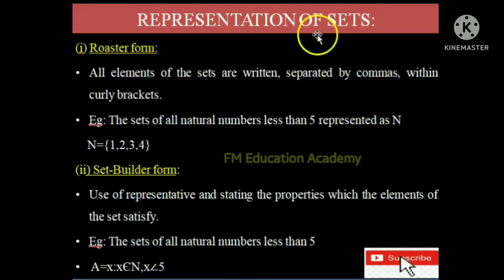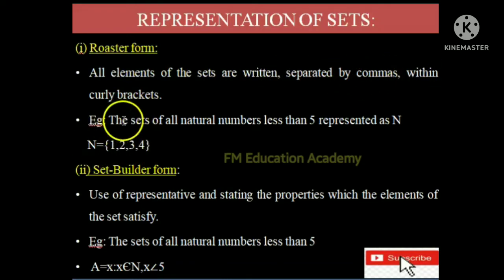Now, how are sets represented? Sets are represented in two ways. One is roster form and the other one is set builder form. So, how is the roster form written? As we know, elements are all the objects in a set. So, these elements will be written and separated by commas within curly brackets.